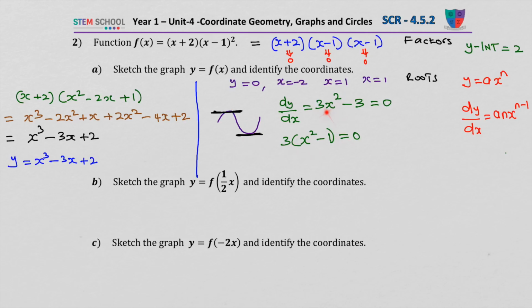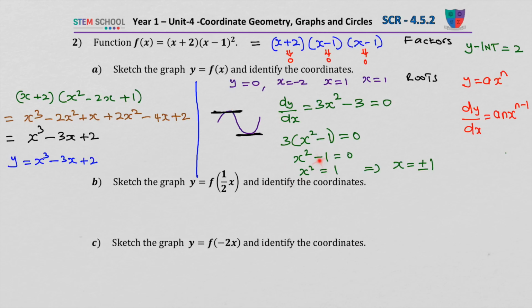So 3 is a common factor here. I've taken the 3 out. If I divide both sides by 3, I get x² − 1 = 0.